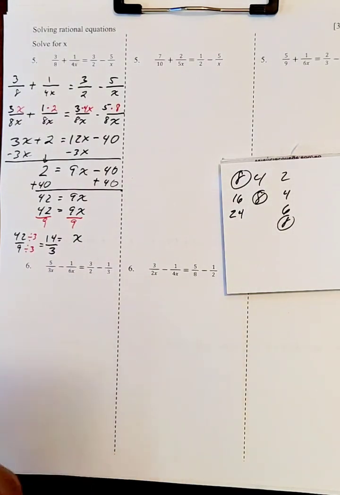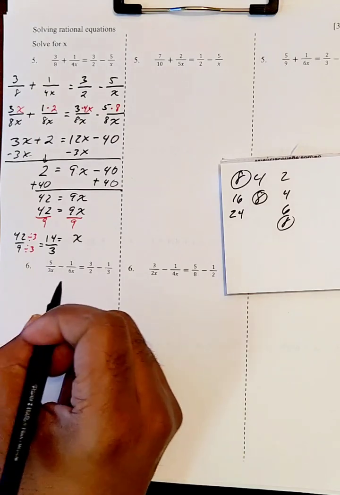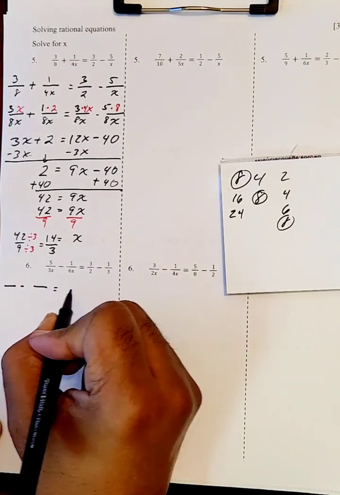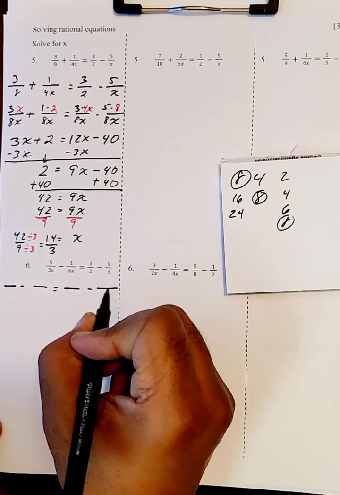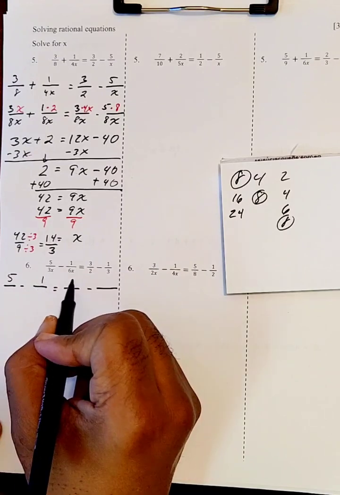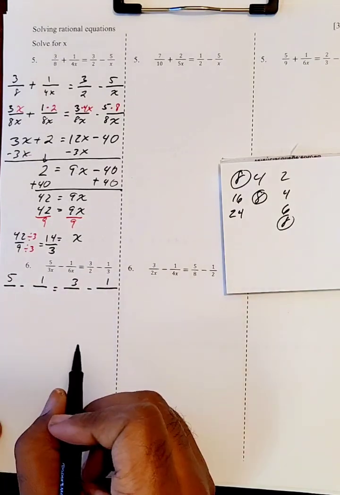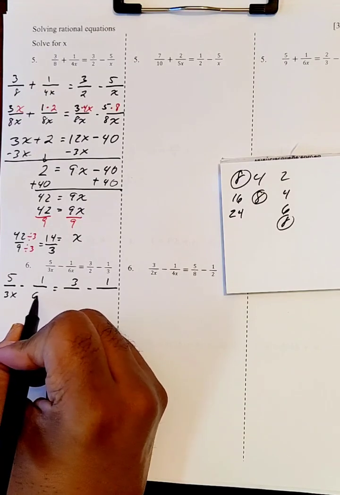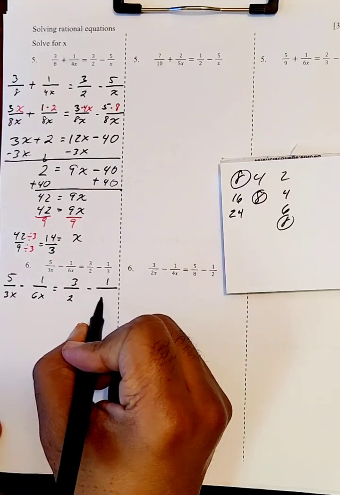All right, so next one, number 6. What we have is a fraction minus a fraction equals a fraction minus a fraction. Our numerators are 5, 1, 3, and 1. Our denominators are 3x, 6x, 2, and 3.